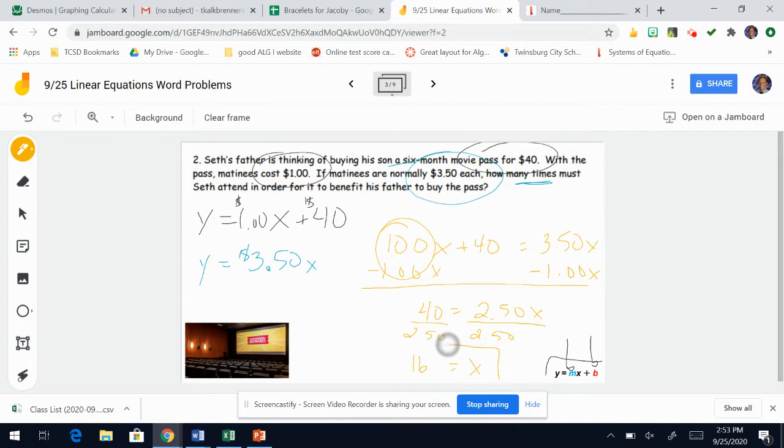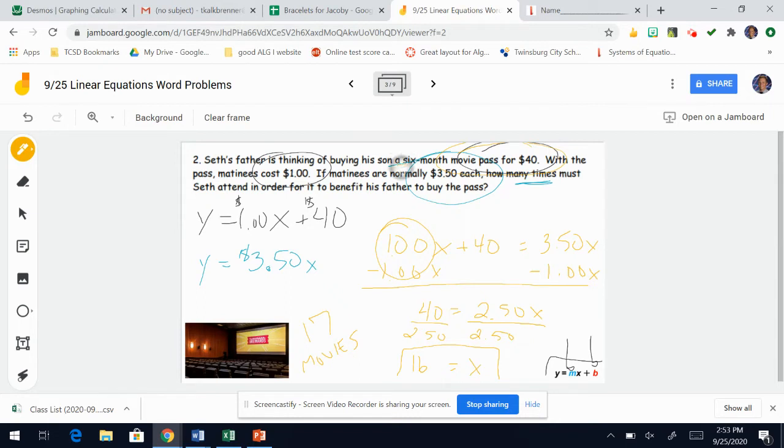So what does 16 tell you? That 16 times you go to the movies, 16 movies is equal. So anything greater than 16, so 17 or more movies, is when that pass really starts to take effect and you save money. So it's got to be at least 17 movies for that pass to make sense.